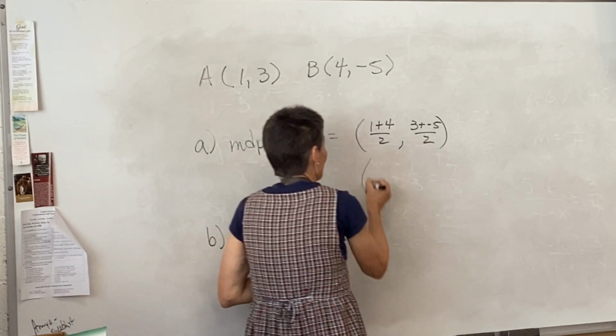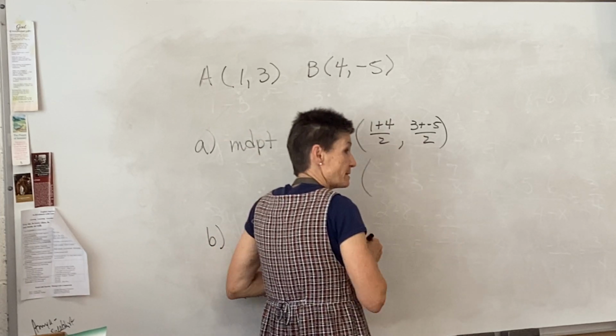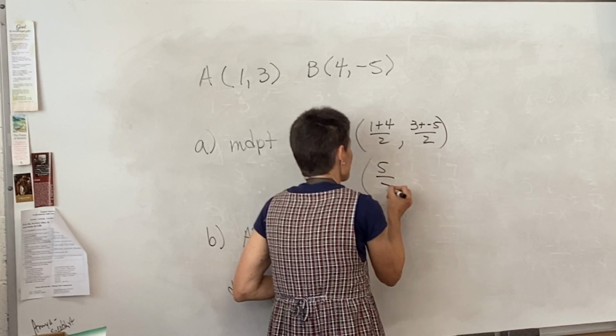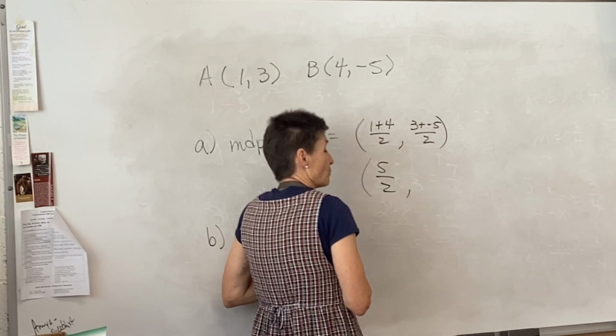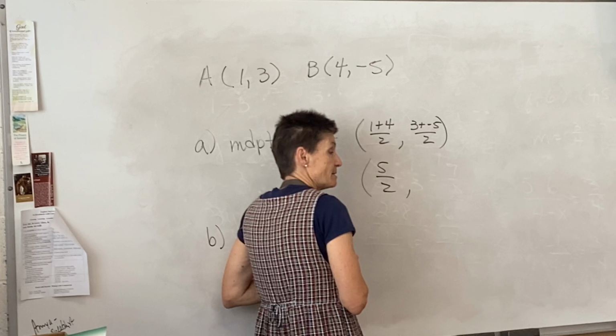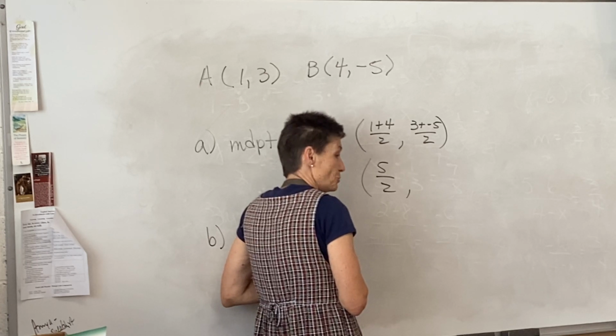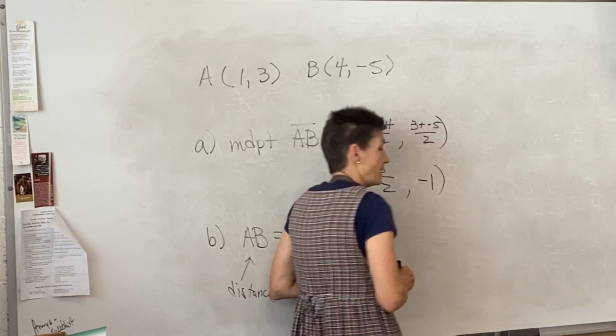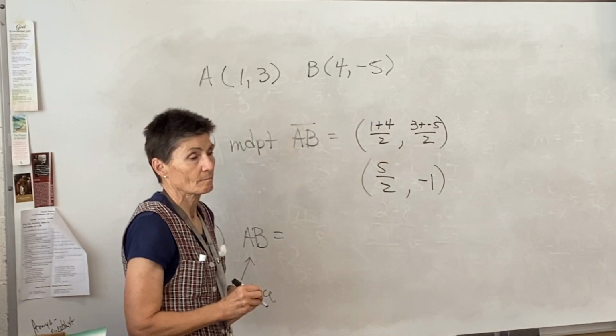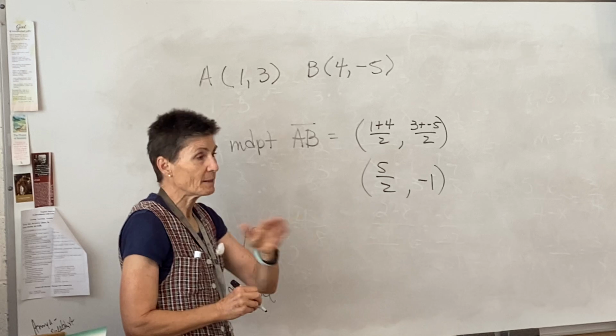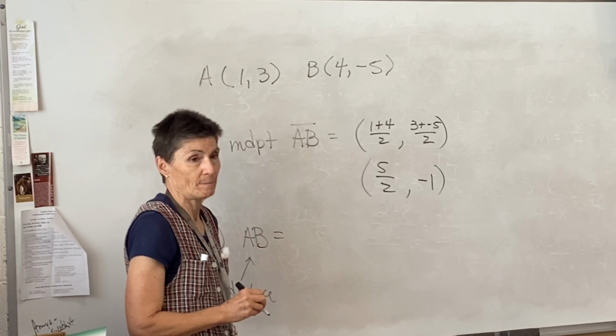All right, so what have we got then? 1 plus 4 is 5, divided by 2, 5 halves. 3 plus -5 is -2, divided by 2 is -1. Does anybody have a question about that? Midpoint.